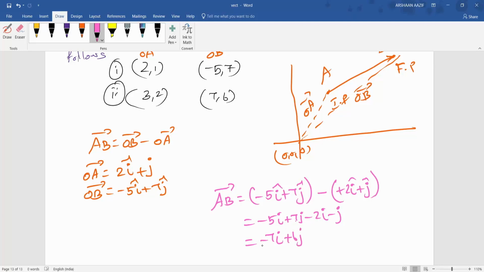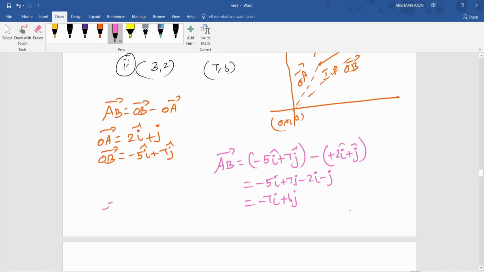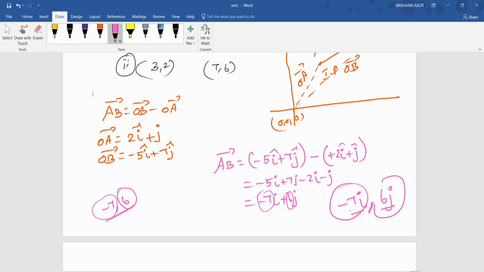Like the algebra where you add the like terms, here you have to add the like components, i and i, j and j, k and k. So my scalar components of this are minus 7, 6. Only the values which are there with i and j, and my vector components are minus 7i and 6j. We have to add a comma because we are writing the components separately. So this is x component, y component. Because there is no z component here, this is a two-dimensional representation. The same way you could try doing this.